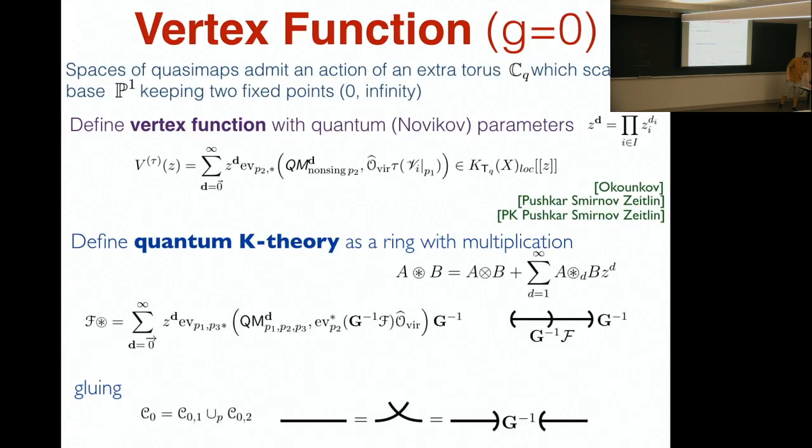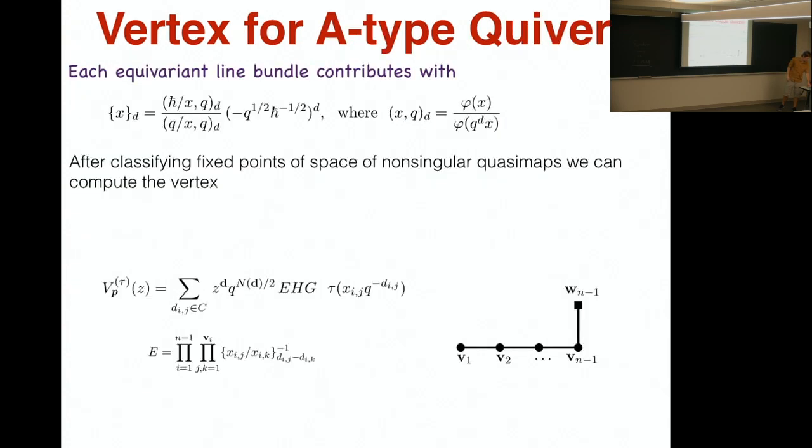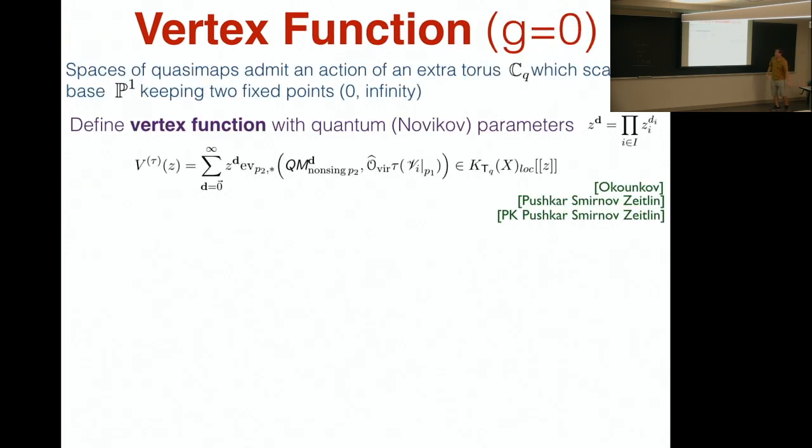Right. So with that in mind, you can define the quantum ring, which is a very interesting object. If you take a quiver of type A, like here, so you have say a quiver of type A_{n-1} with the framing, you have a bunch of equivariant line bundles. Each O_d will give you some rational function for the vertex function. I remind you, the vertex function was this guy here, which gives you a certain formula that involves the classical K theory class together with these quantum corrections.